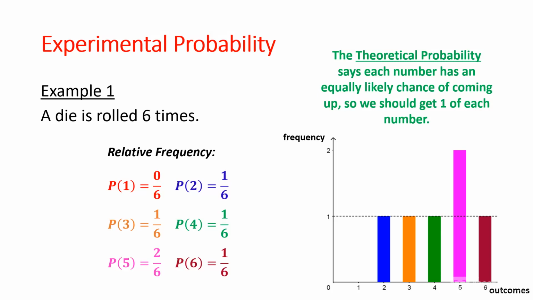So here are my relative frequency or my experimental probabilities. The probability of getting the number 1 was 0 chances out of 6 because I got none. But the probability of getting a 5 was 2 chances out of 6 because I got 2 5s.